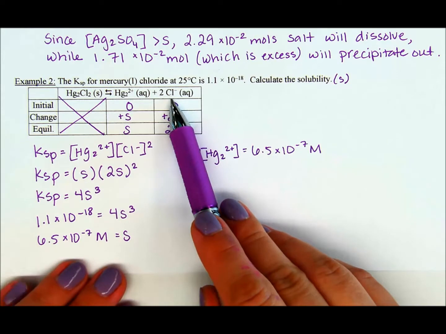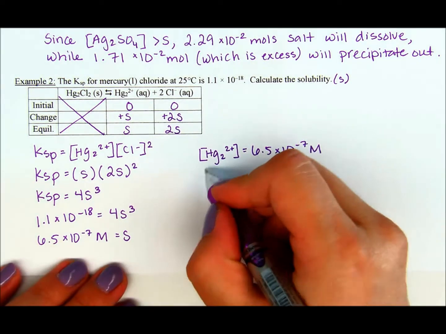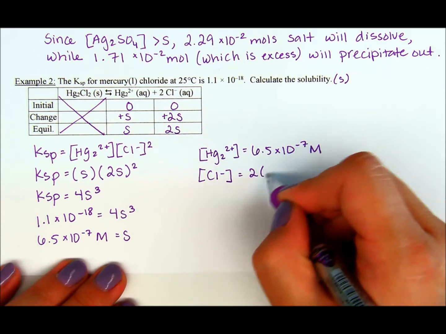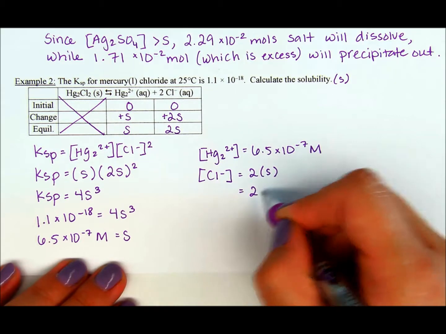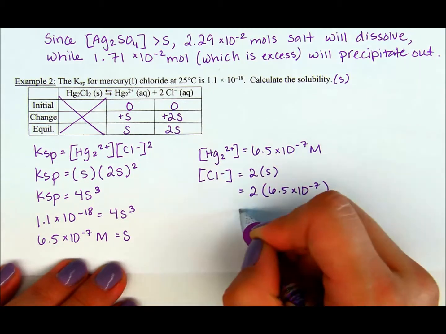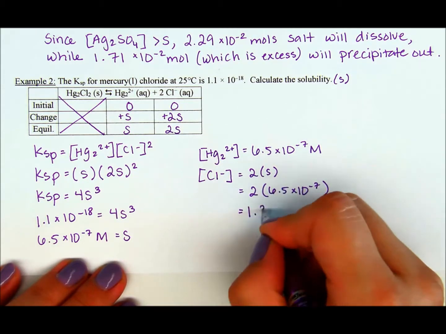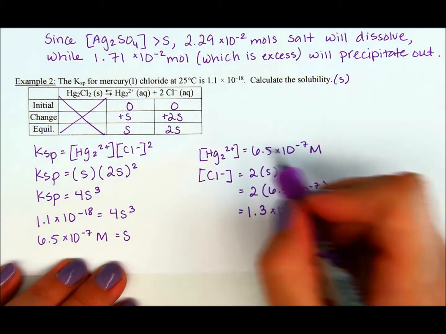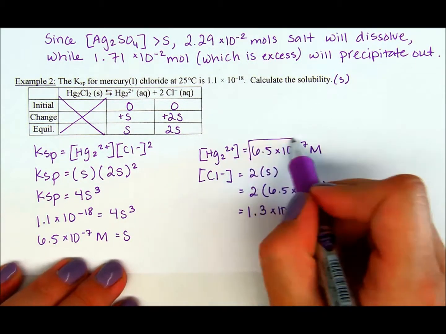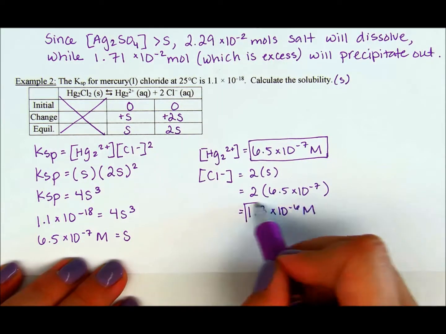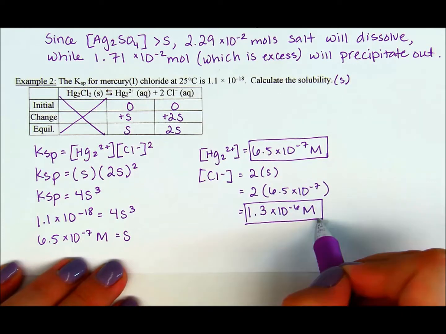Chloride's going to be different because 2 of these dissociate for every 1 mercury. So really, this is going to be 2S. So the concentration of Cl minus is equal to 2S. So plugging that in, 2 times 6.5 times 10 to the negative 7. And you should get 1.3 times 10 to the negative 6 molar. So that's its molar solubility. So here's the solubility for mercury, and there it is for chloride.